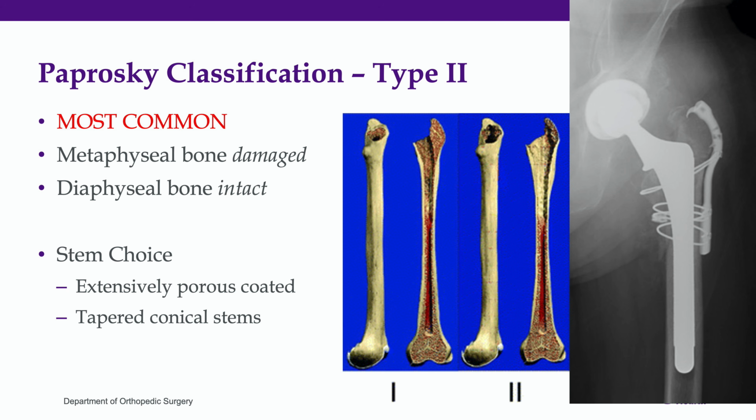Your Paprosky 2 defects are the most common, where the metaphyseal bone is substantially damaged, but the diaphyseal bone is intact, and these are kind of dealer's choice. Historically, the extensively porous coated stems were the workhorse here. However, these stems are being used less and less, and so many people have moved to monoblock tapered stems, or even modular tapered stems, although that stem design certainly has more complexity and cost than is necessary to solve this particular problem.